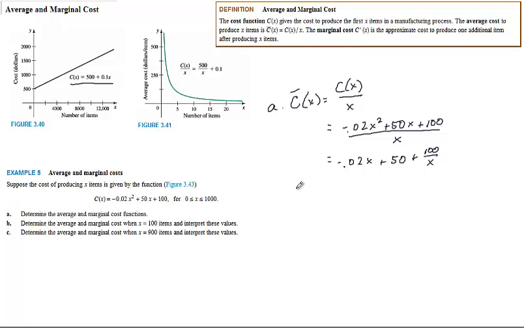The marginal cost function is C prime. So I'm just going to take my cost function and take the derivative of it, negative 0.04x plus 50.